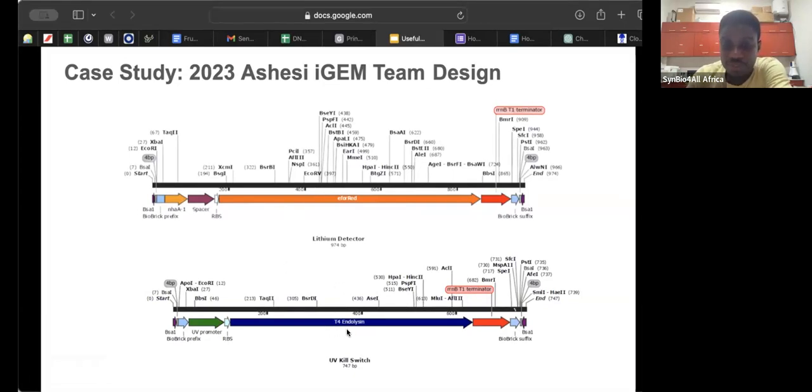And then what you see at the bottom here was another design from the Ashesi team. Because they want to deploy their system into the environment, they thought about making their system very safe. So they looked for a UV promoter, a promoter that is triggered by the presence of UV. Basically, if the bacteria senses UV in the environment, then this promoter should be triggered, and then this protein should be produced.